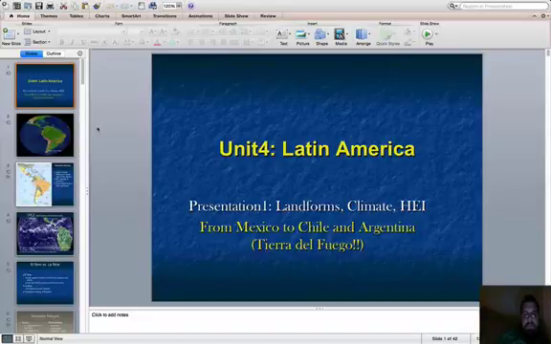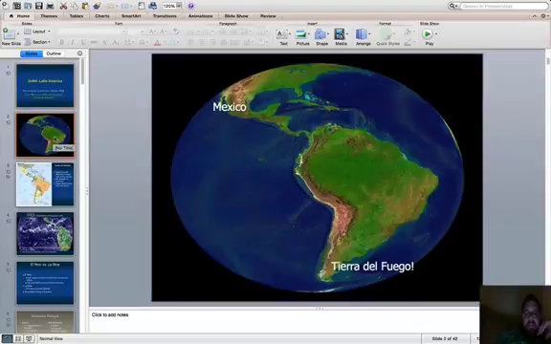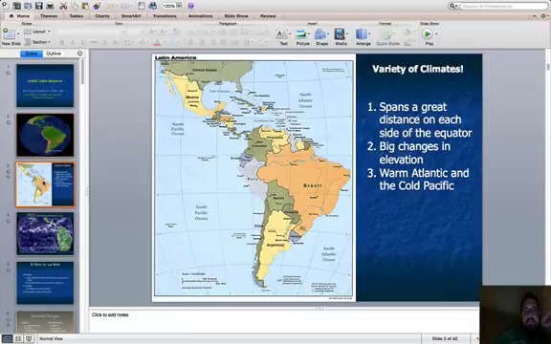Alright, so this is the first presentation in Unit 4, and in this one we're just looking at the physical geography of Latin America. So landforms, and then some about the climate, and then human-environment interaction. So first off, Latin America includes everything from Mexico down to the very southern tip of South America, which is called Tierra del Fuego. And of course the Caribbean Sea as well, and all the islands in there.